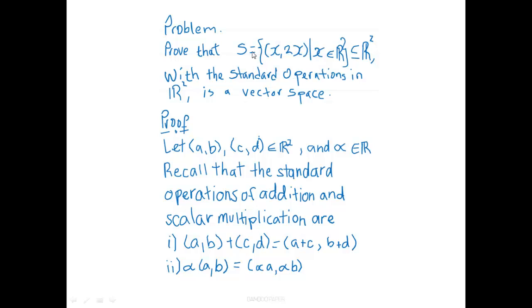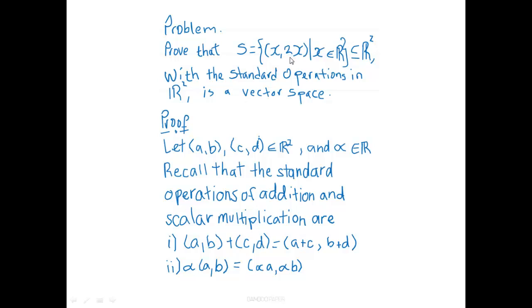The elements in S are of the form (x, 2x). For example, the vector (1, 2) would be in S. The vector (2, 4) would be in S. The vector (3, 6) will be in S, and so on and so forth. But for example, the vector (1, 1) is not going to be in S. So S is the set of all vectors of the form (x, 2x).